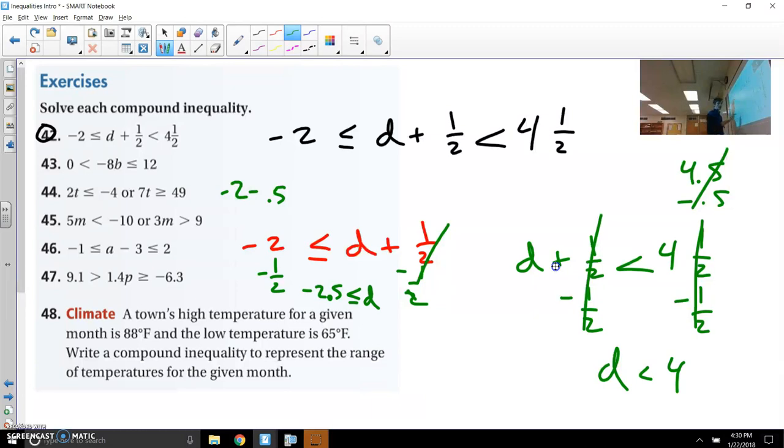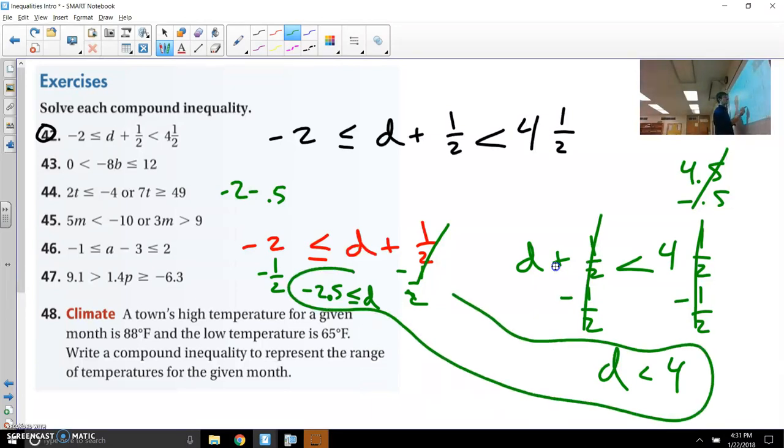Okay? So I kind of talked about how to put these two ideas together today, and it's just like the way it was written in the beginning. The variable's kind of trapped between these two values. Same thing here. -2.5 is less than or equal to the variable, which is also less than 4. So all of our answers are trapped between -2.5 and 4.